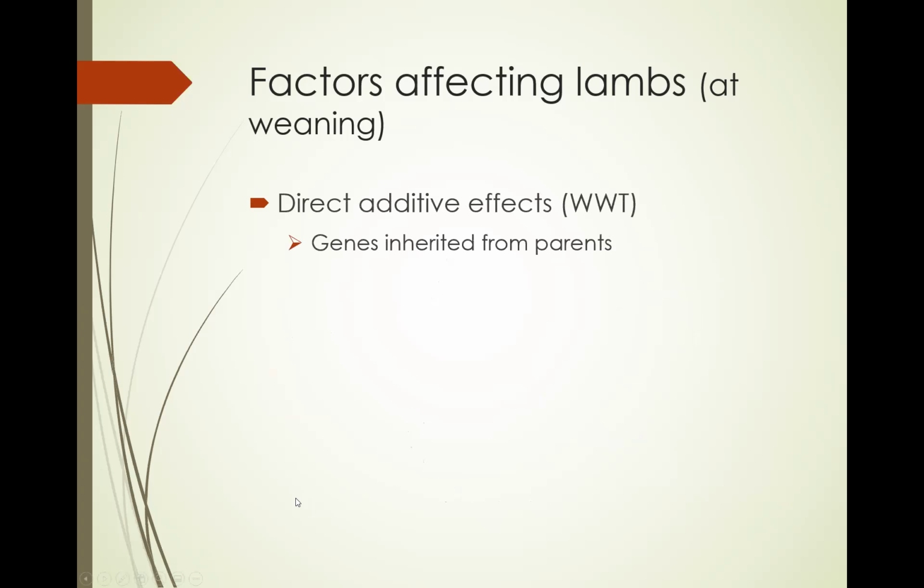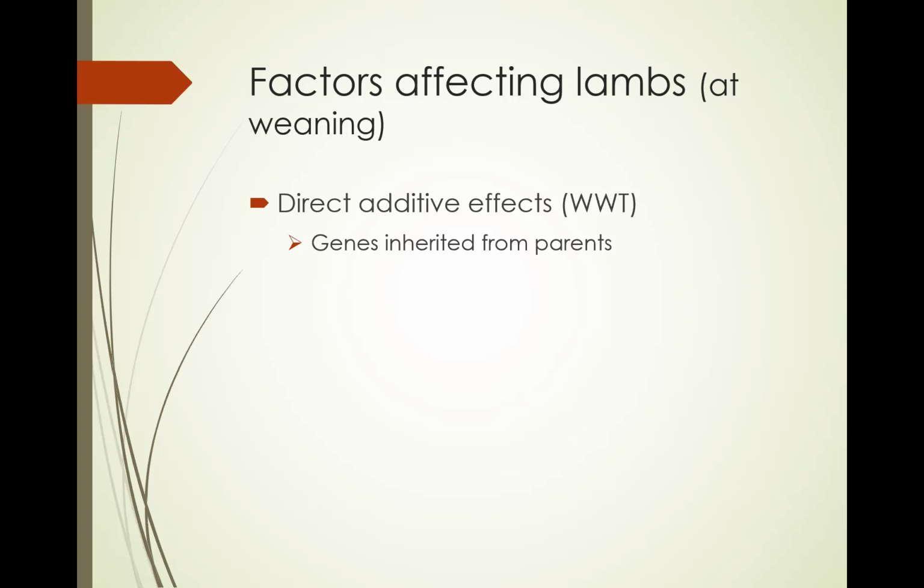So let me review a couple of these terms, as I'm going to use them throughout. So one way that parents affect their lambs at weaning are what we call these direct additive effects. Those are the genes, the alleles that a lamb inherits from its parents. And that is quantified in our genetic evaluation in what is called WWT, weaning weight.